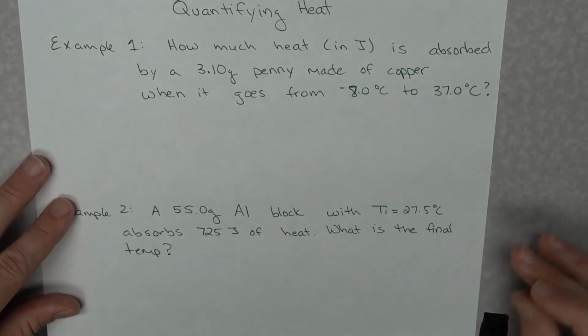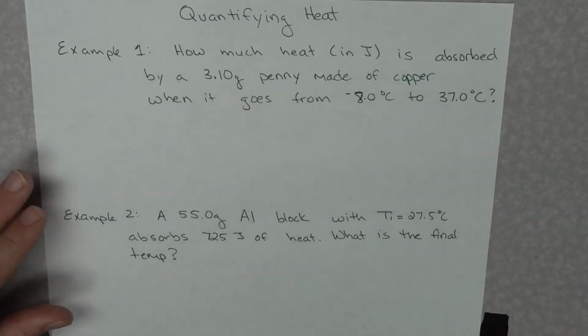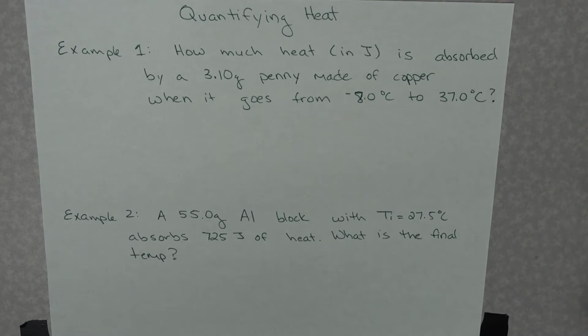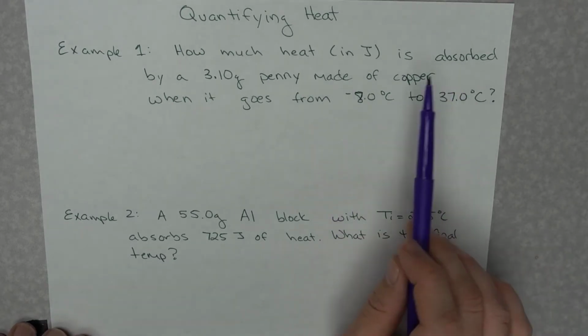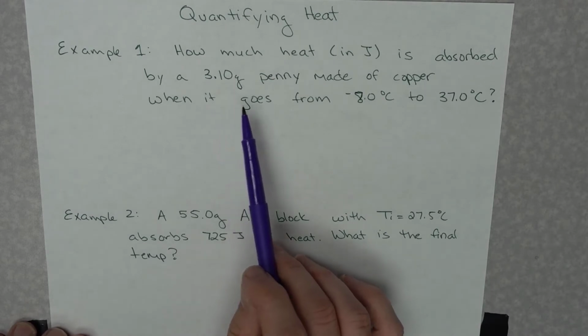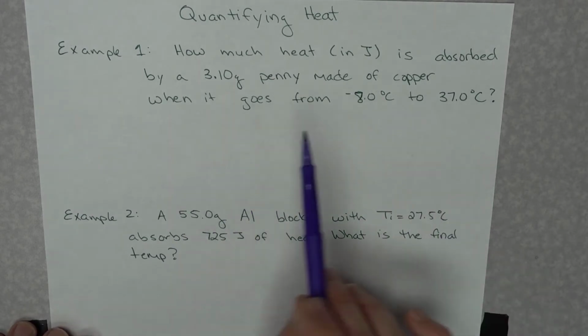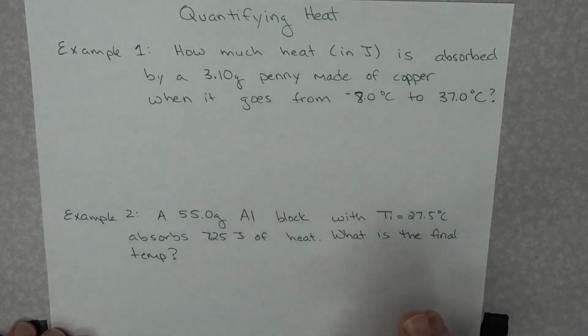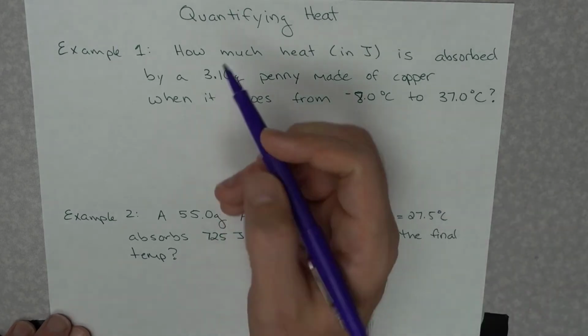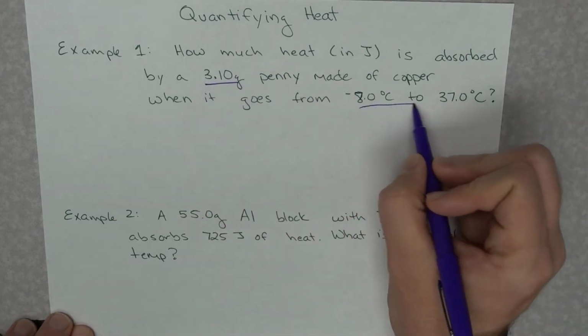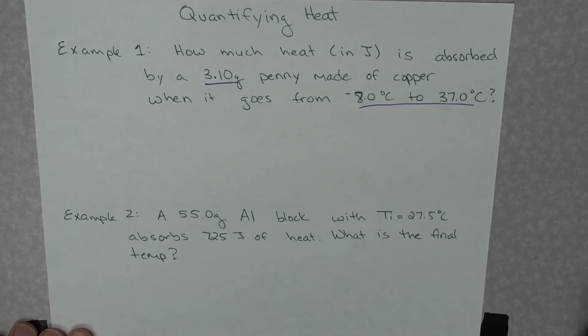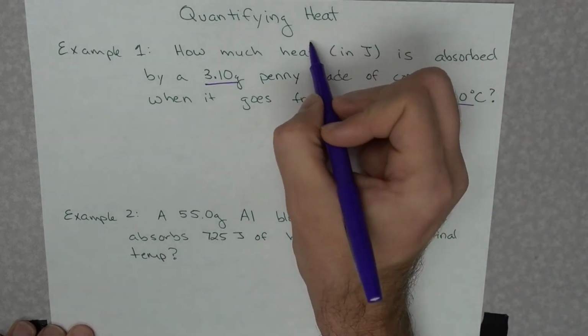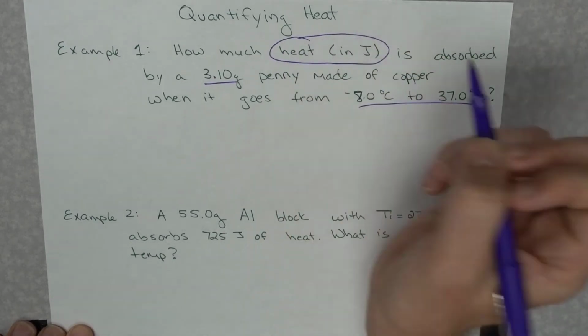Now there's some math that we can do for this, and I know you were excited about the math, so here it is. We'll work through two different examples here on the same page. First example is how much heat in joules is absorbed by a 3.10 gram penny made of copper when it goes from -8 degrees to 37 degrees. So we've got most of what we need here. We have a mass and we have a temperature range. We don't have a specific heat, but that's not what we're being asked to calculate. We're being asked to calculate the heat in joules.